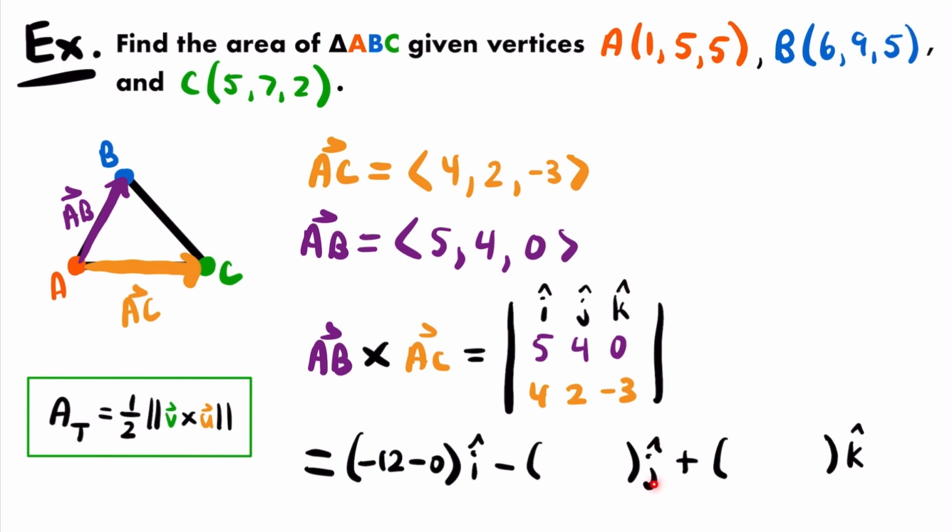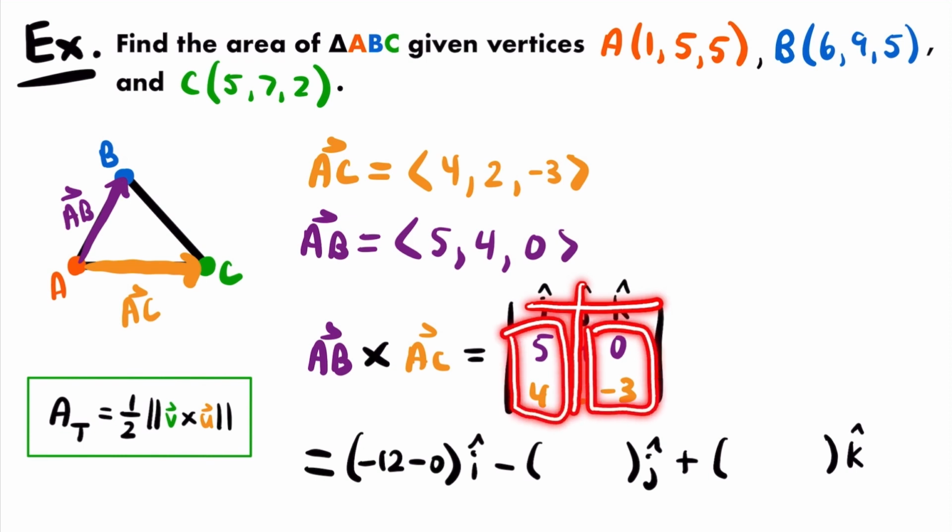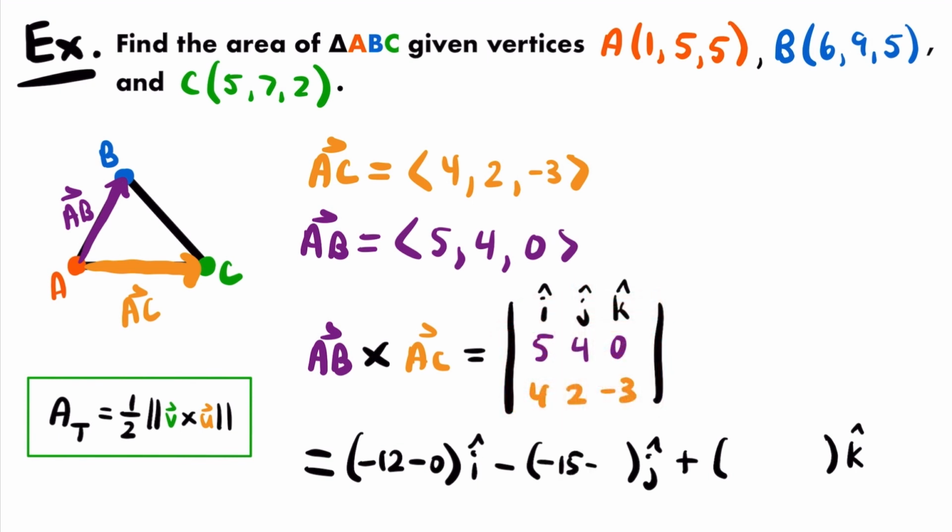All right, and so let's look at vector j now. We're going to cross out the row and the column that it's located in and work with the remaining 4 values. Let's take a 2x2 determinant. So we'll have 5 times negative 3, which is negative 15, minus 0 times 4, which is 0. So we have negative 15 minus 0. And then finally, let's look at k. We'll cross out the row and the column that vector k is in, and then work with these 4 values to calculate a 2x2 determinant. We'll have 5 times 2, which is 10, minus 4 times 4, which is 16. So we'll have 10 minus 16.